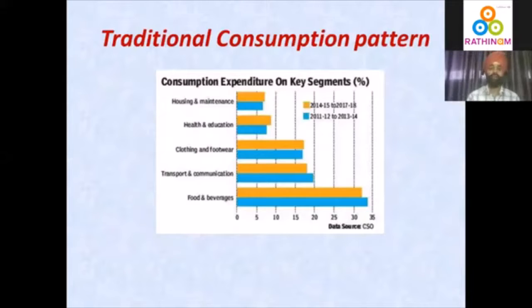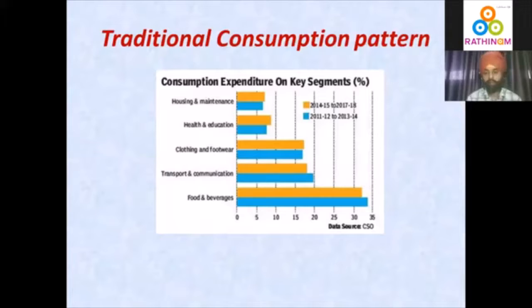Now we find that this is the traditional consumption pattern that has been happening since the last decade or so, when the situation was normal and when we were spending. You can see the figures in yellow are from 14-15 to 16-17, and the figures in blue are 11-12 to 12-13. So we have this data from 2011 to 2018, and we do not find that there is much difference. The spending pattern of Indian families has been similar.